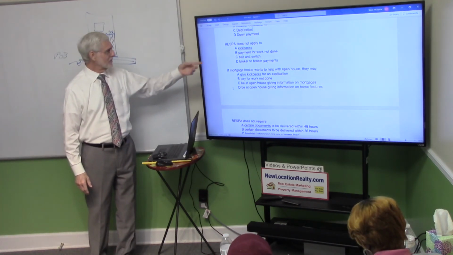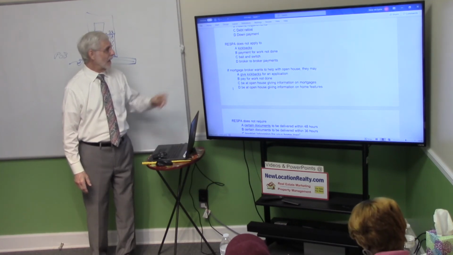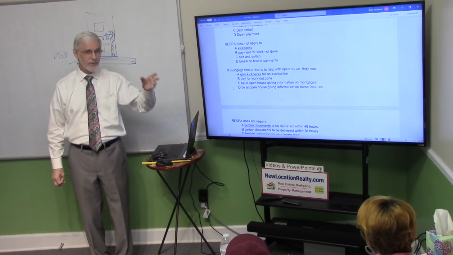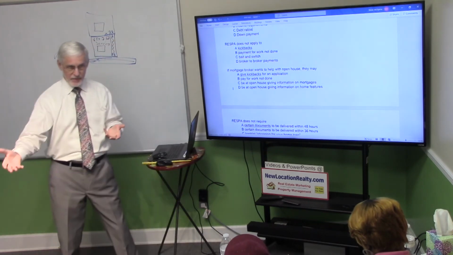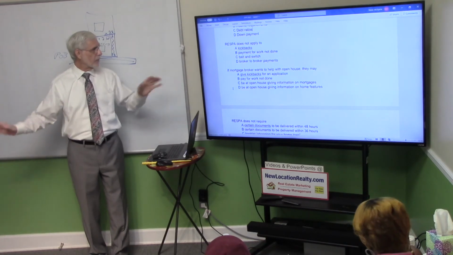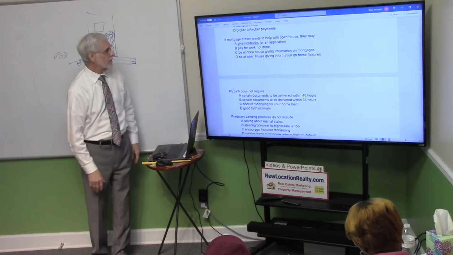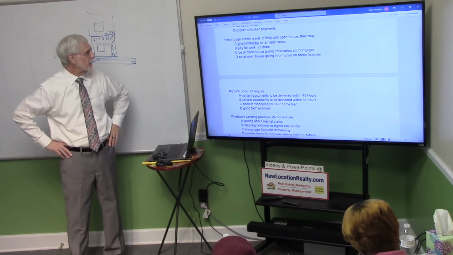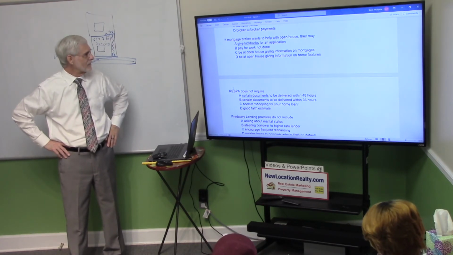Broker-to-broker payments. Well, actually, bait and switch does apply to RESPA, because RESPA has to do with loans, and you're not allowed to bait them with a loan and then switch them over to another loan. Broker-to-broker payments, those are allowed. No kickbacks. Paid for work not done, no, that's a kickback.